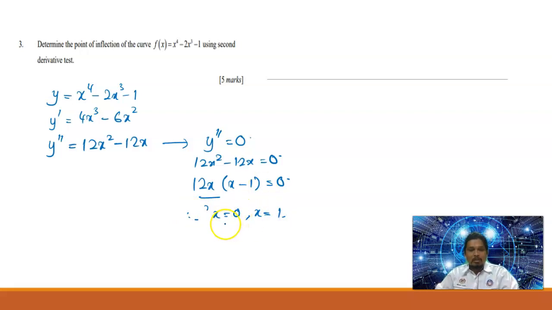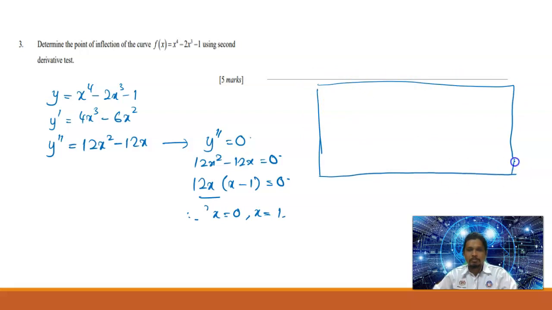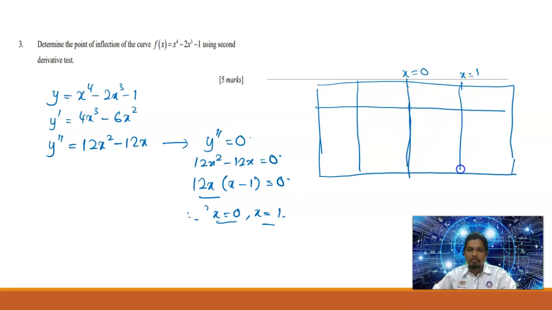So then, this value of x, just imagine that if I come up with this table, so there are two values of x, 0 and 1. Okay, just imagine that this is where x equal to 0 and x equal to 1. Okay, so let's find the range between this. This is the range for negative infinity until 0, 0 until 1, and 1 to positive infinity.